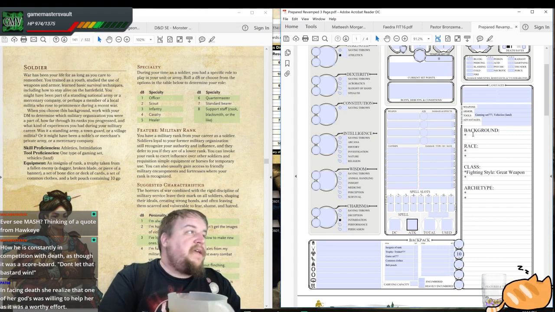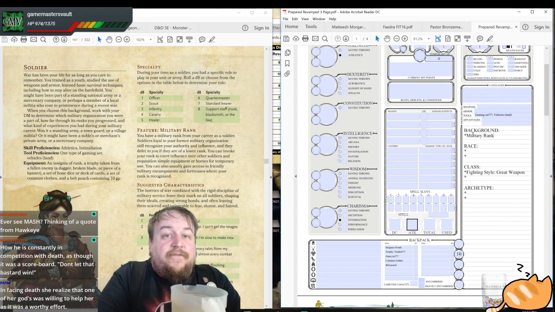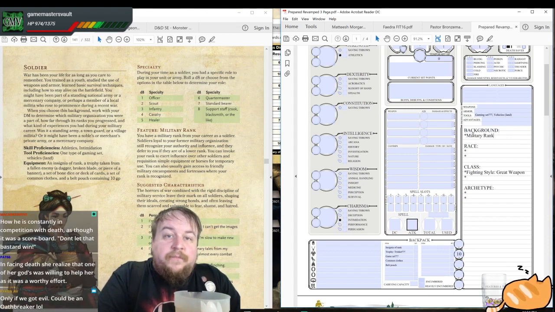So her background was a healer. Her feature is military rank. Again, speak to your DM about this. You have a military rank from your career as a soldier. Soldiers loyal to your former military organization. And by the way, soldier doesn't have to be a formal, I fight for the king, or the army of the republic or whatever. Maybe you were a mercenary. You know, you had your own band.